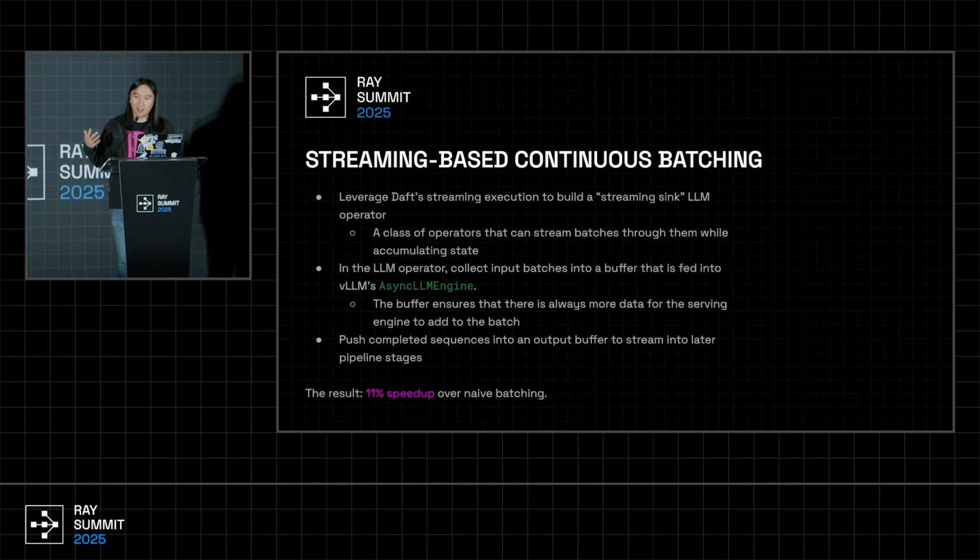And once the LLM engine completes a certain sequence, it pushes it into an output buffer that it accumulates and then is streamed out to later processing steps. With this, we get around 11% speed up over our naive batching workload.